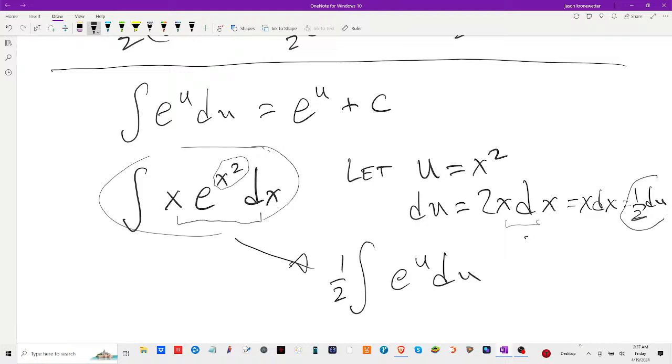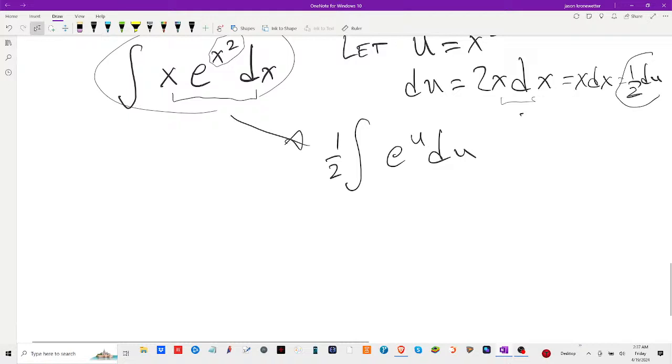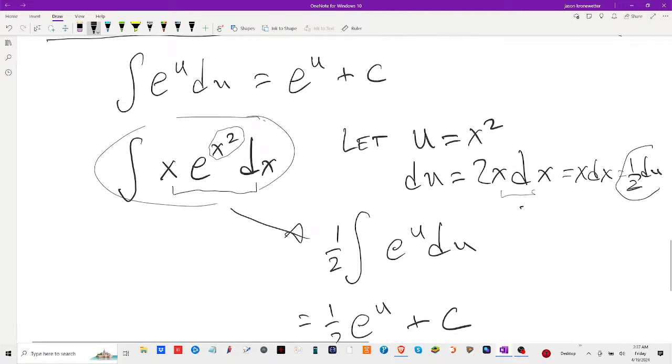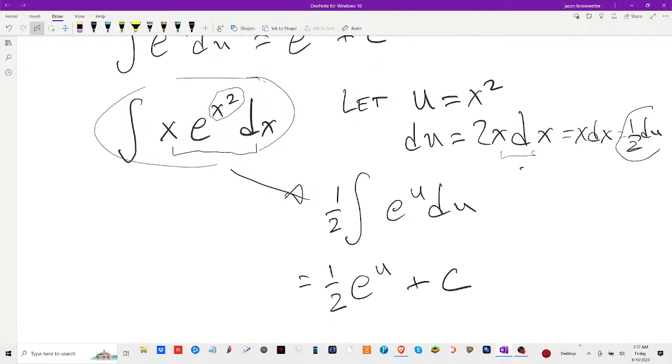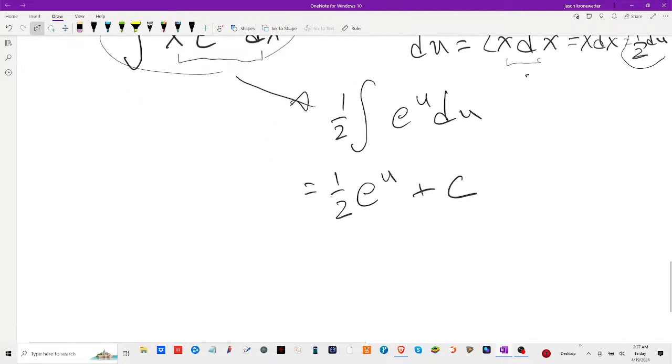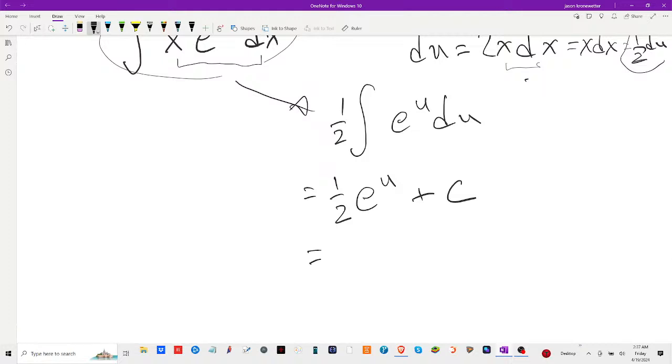And the e to the x squared part is e to the u. I've made all the substitutions. But this is the integral that I'm so good at. So this is 1/2 e to the u plus c. But then we have to put it back the way we found it, right? U is not the way the problem was presented to us. It was presented to us in x. So let's go back and put it the way we found it.